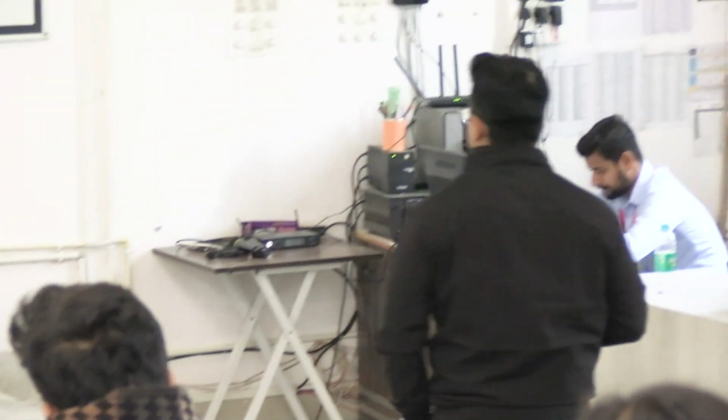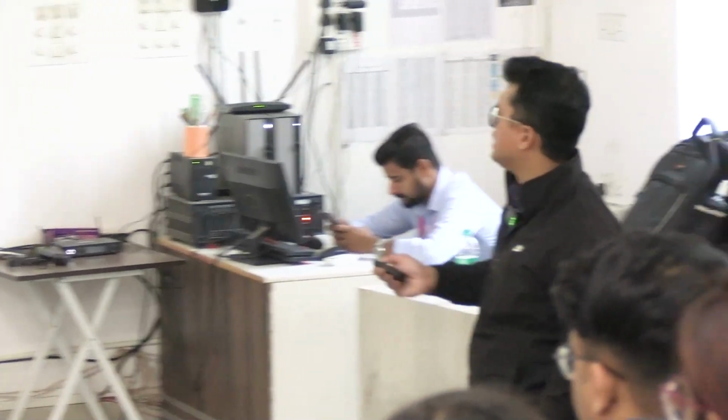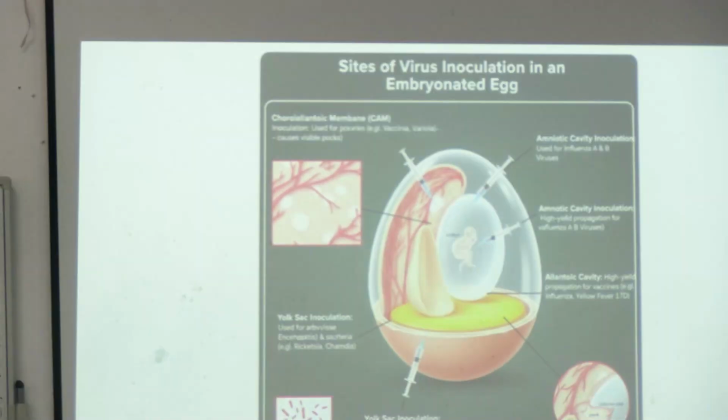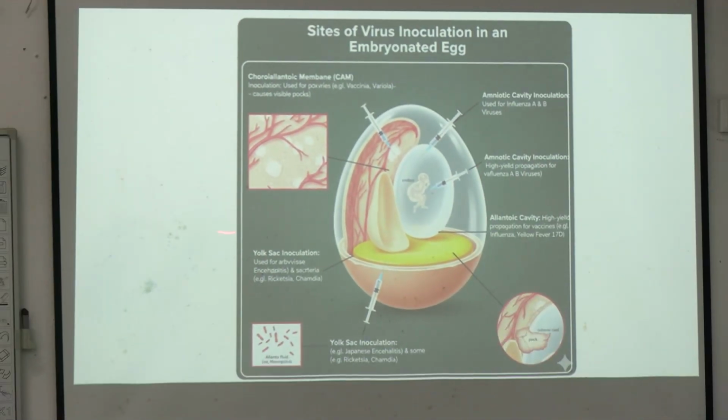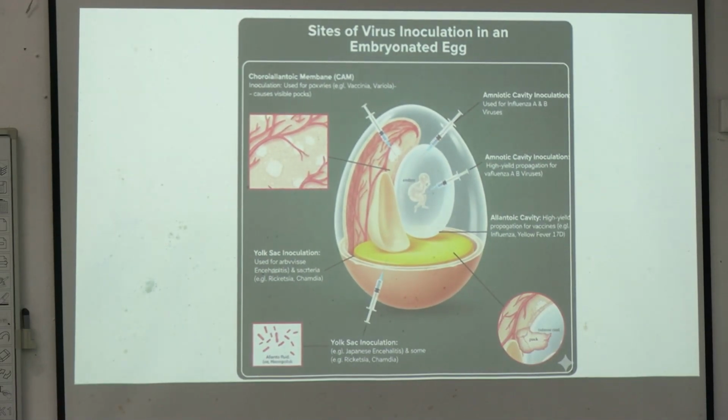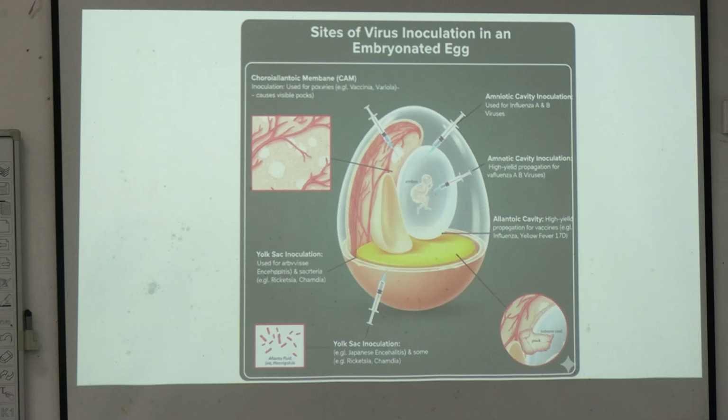This is the site of inoculation যেটা আমি আগের স্লাইডে বললাম. The same thing is being shown here in a picture. If you get the PPT you will see that all the things are written here. কোথায় কোথায় কি inoculation করলে what yield we can get.